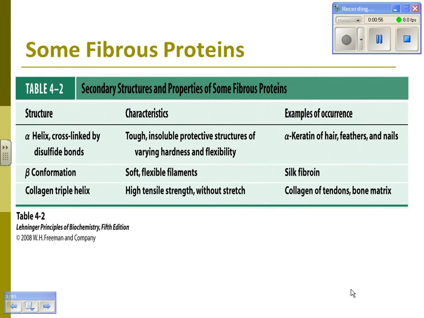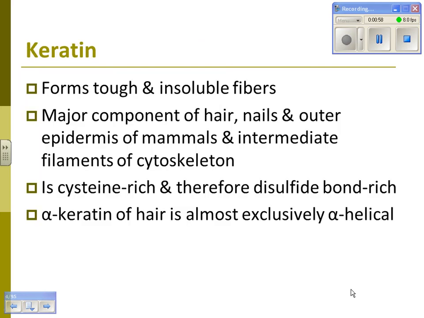This chart is going to be described as we go through the three main fibrous proteins. The first one is keratin. You should know where it is in the body, any amino acids associated with it, and the general structure. Alpha-keratin is almost entirely alpha helical.